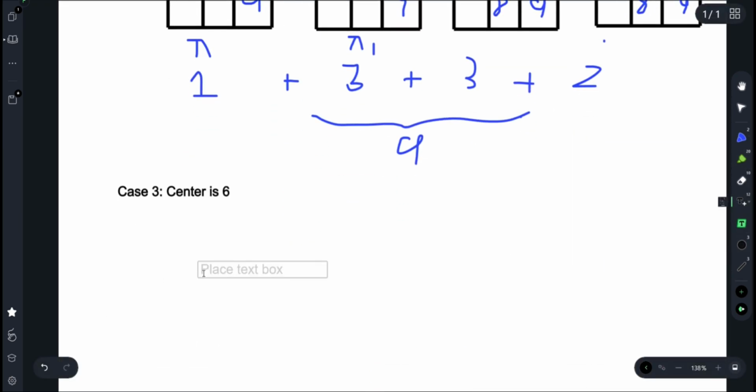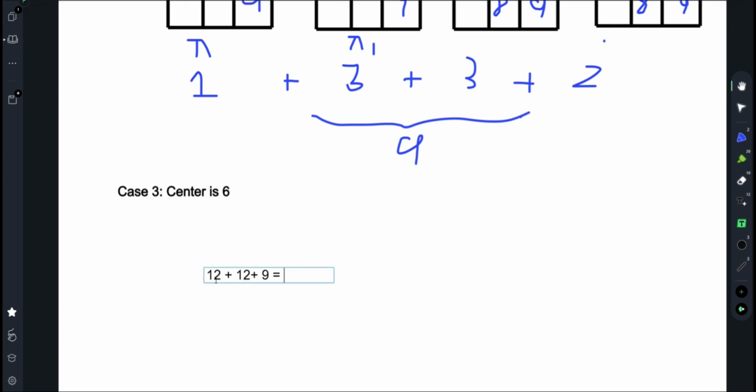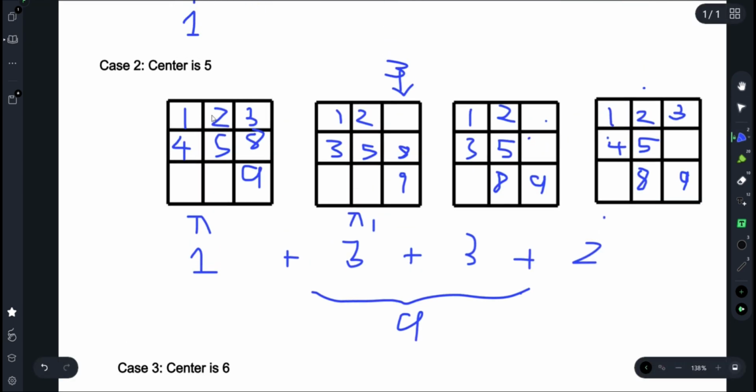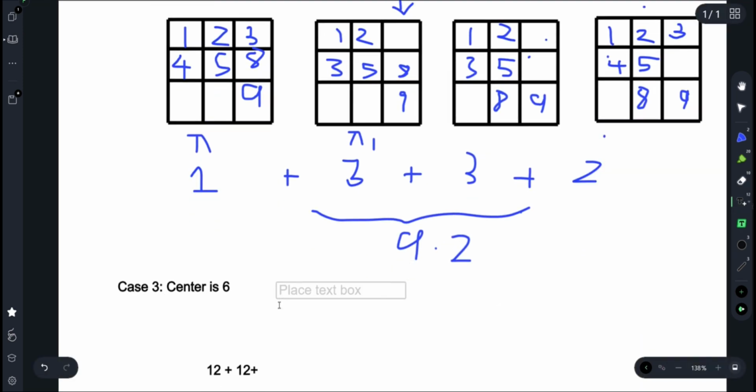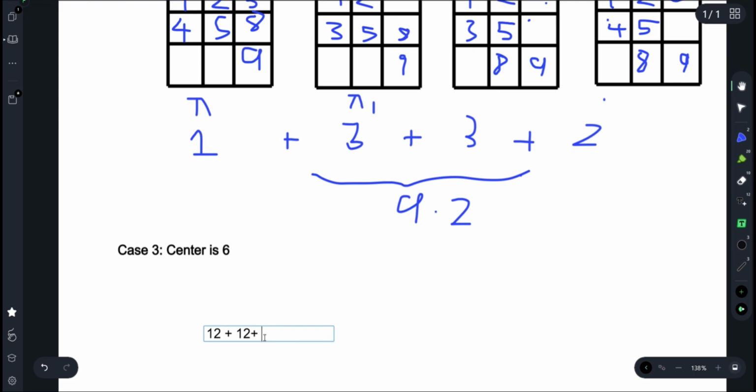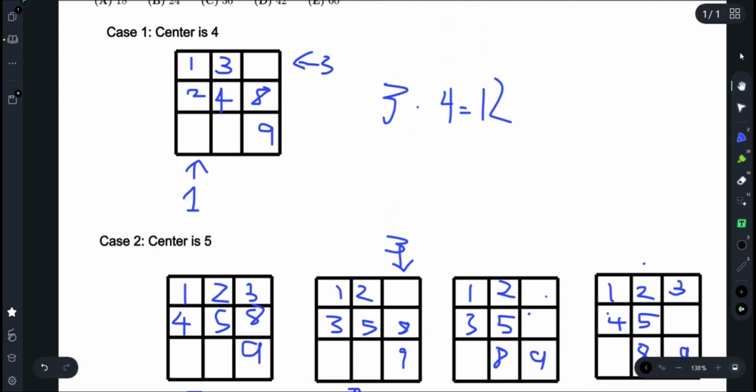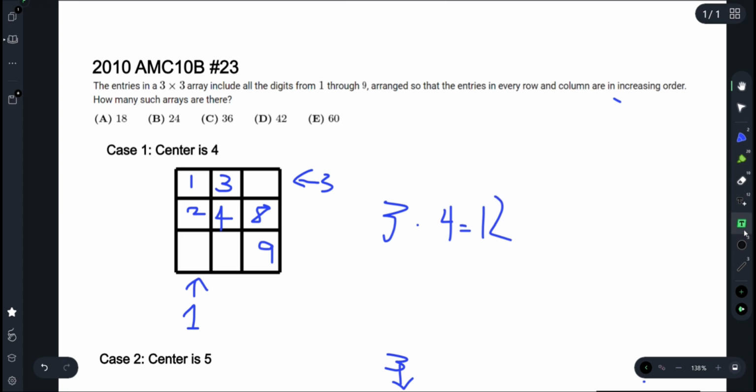So our total is just 12 plus 12 plus 9, which is... Oh, sorry. I actually forgot. We have to multiply by 2 here, because the 2 can be in 2 different places. 9 times 2. So our final answer is actually 12 plus 12 plus 18, which is 42. And is 42 one of our answers? Yep. 42.